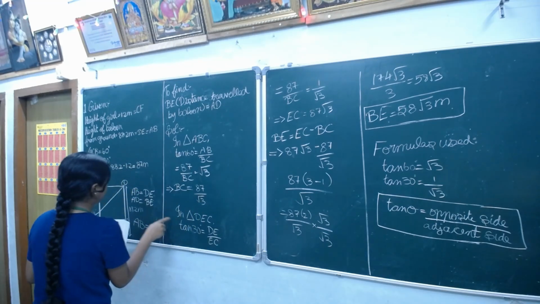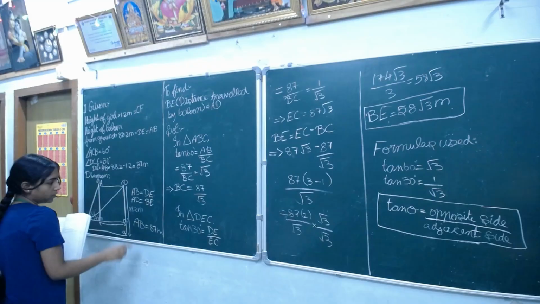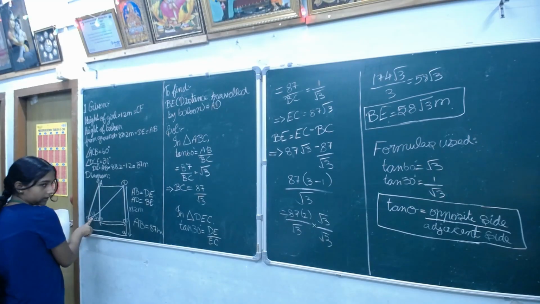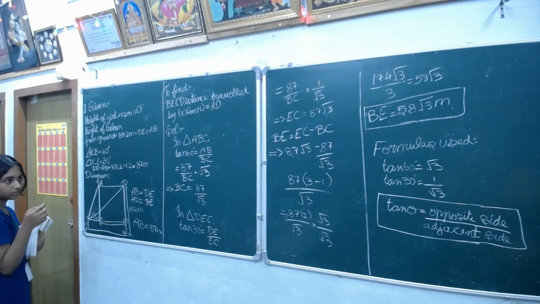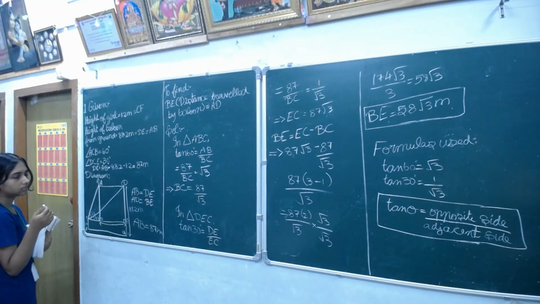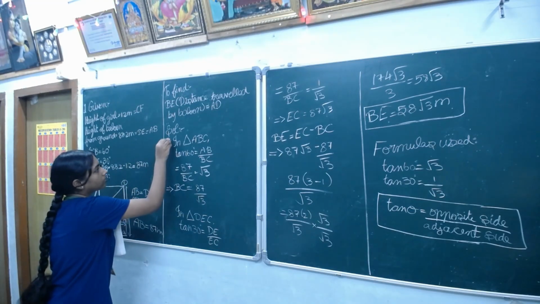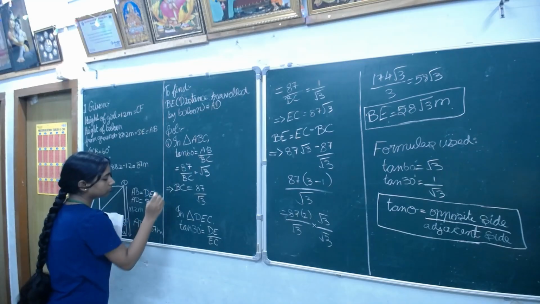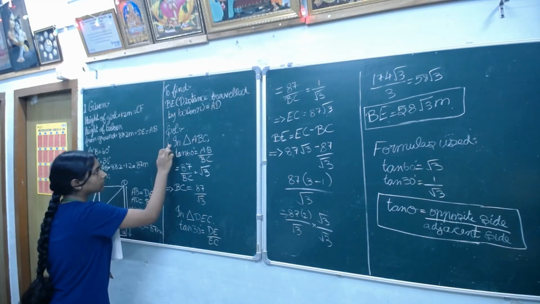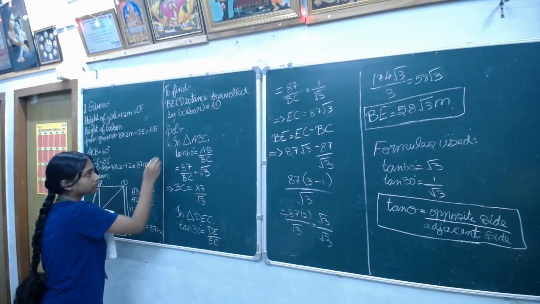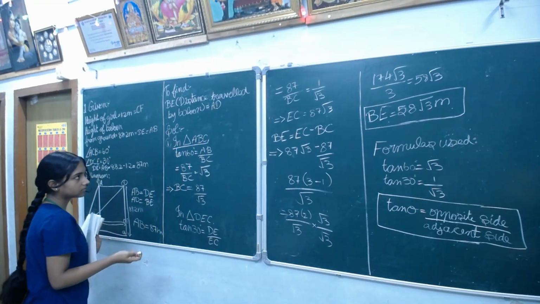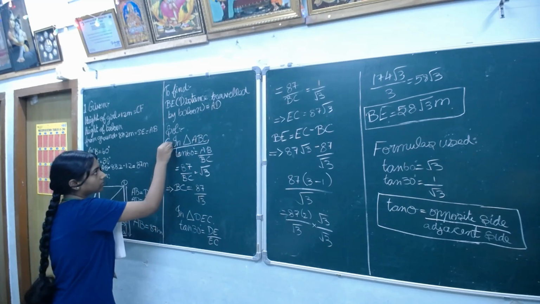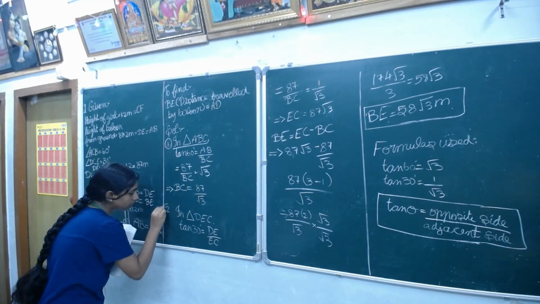So next in triangle DEC, we have the angle of elevation, as you can clearly highlight by the point. Point number 1: in triangle ABC, write down 1. Underline the entire line. Okay, put a round. Similarly for this one.